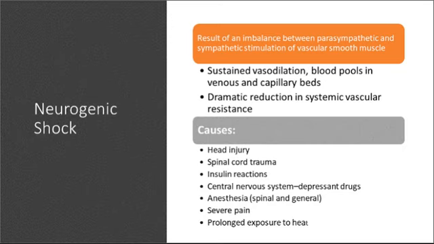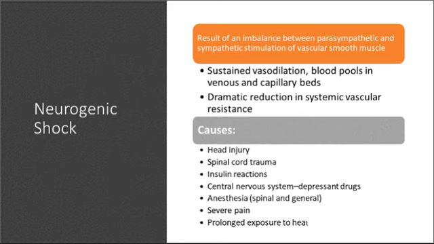Reduction in systemic vascular resistance. So head injury, spinal cord injury, insulin reaction, central nervous system depression, drugs, anesthesia, severe pain, prolonged exposure to heat. Anything that is going to affect that nervous system and cause an imbalance between the sympathetic and parasympathetic. I'm not going to talk about septic because we just talked about sepsis and septic shock. Remember, in septic shock the whole system is not functioning right, but they don't lose volume.